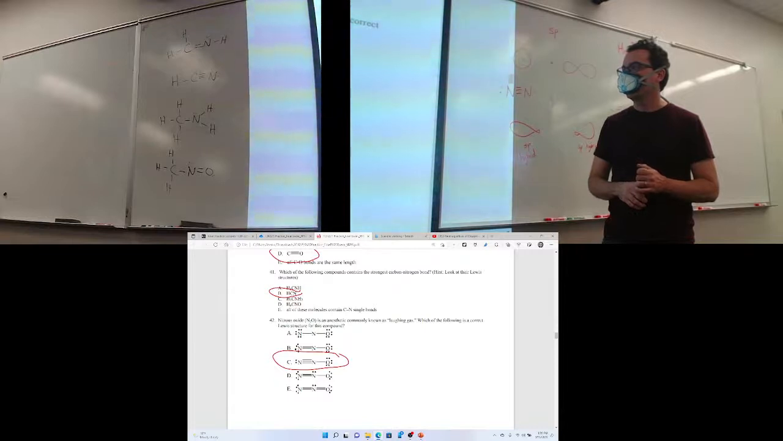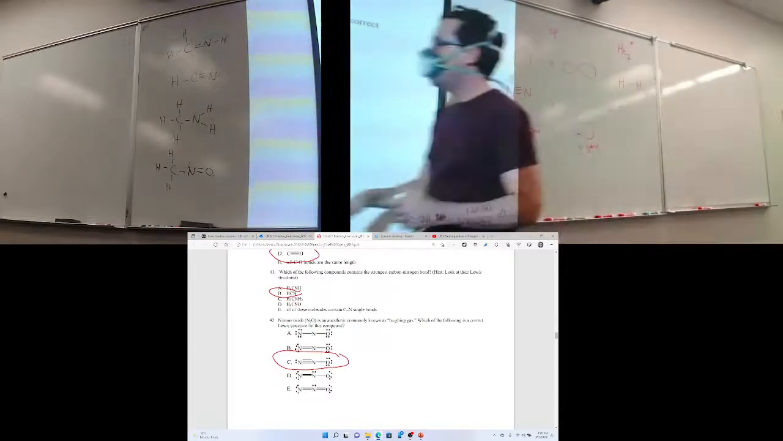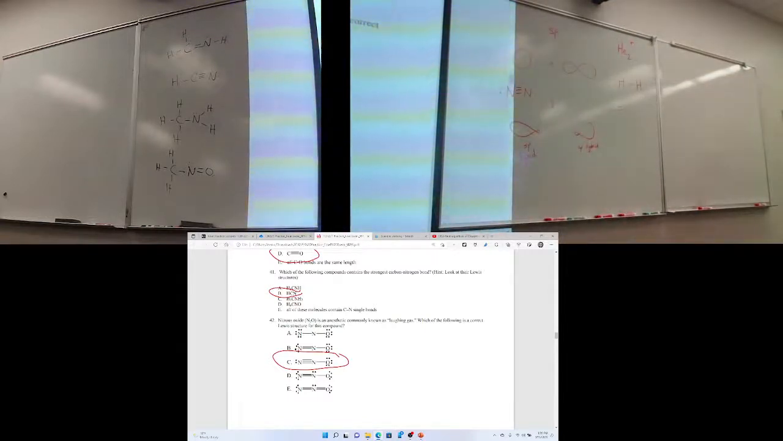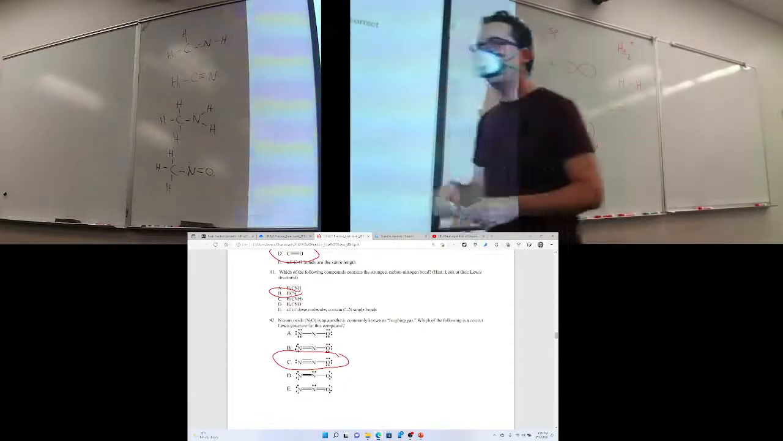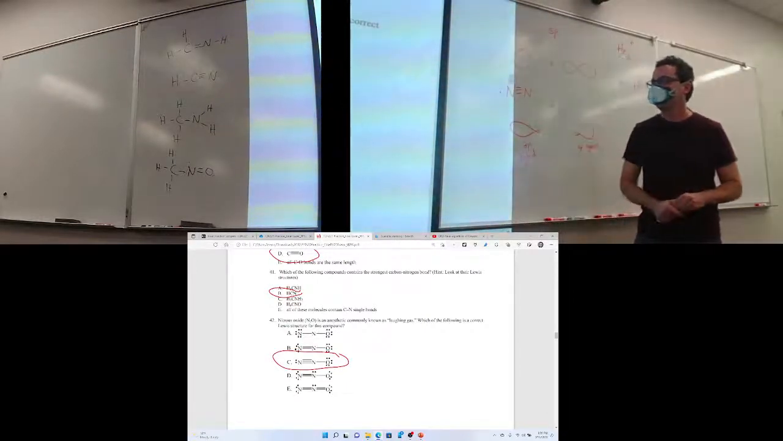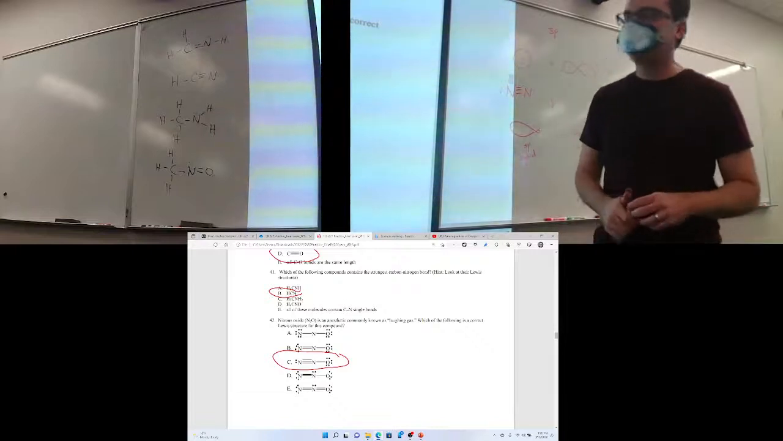The other common way to draw this, which is incorrect, is this one. And if you do it this way, you have a negative formal charge in the nitrogen and a positive formal charge in this nitrogen. But having a negative here is not as good as having a negative here. So negative formal charges should be on the most electronegative element. So C is the correct one.